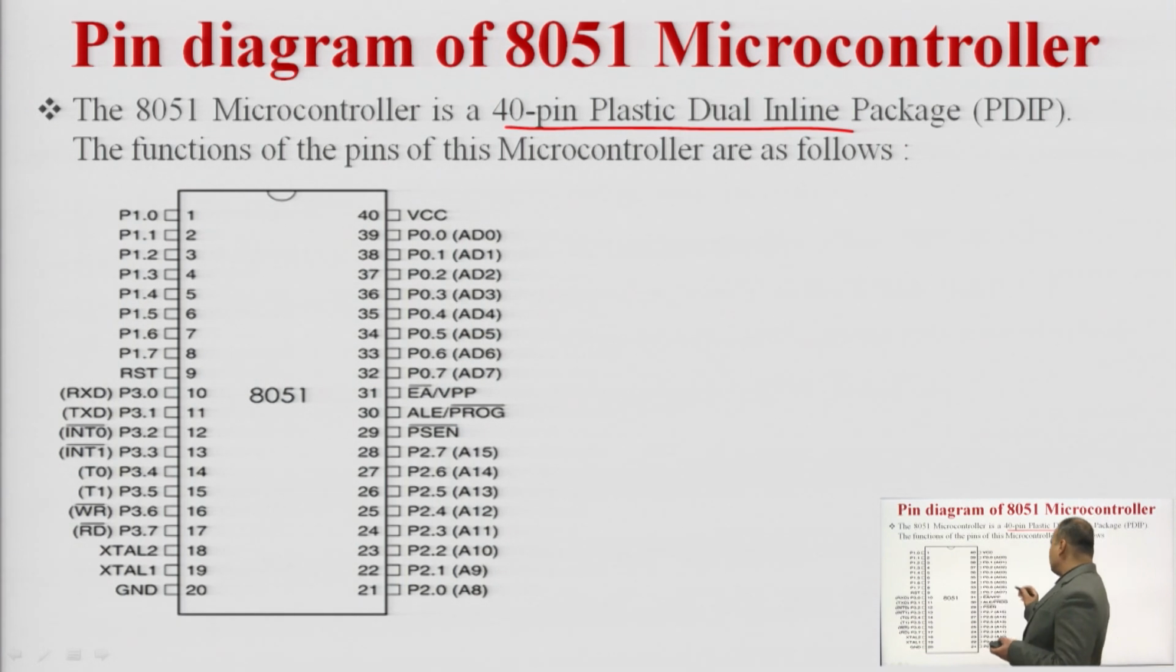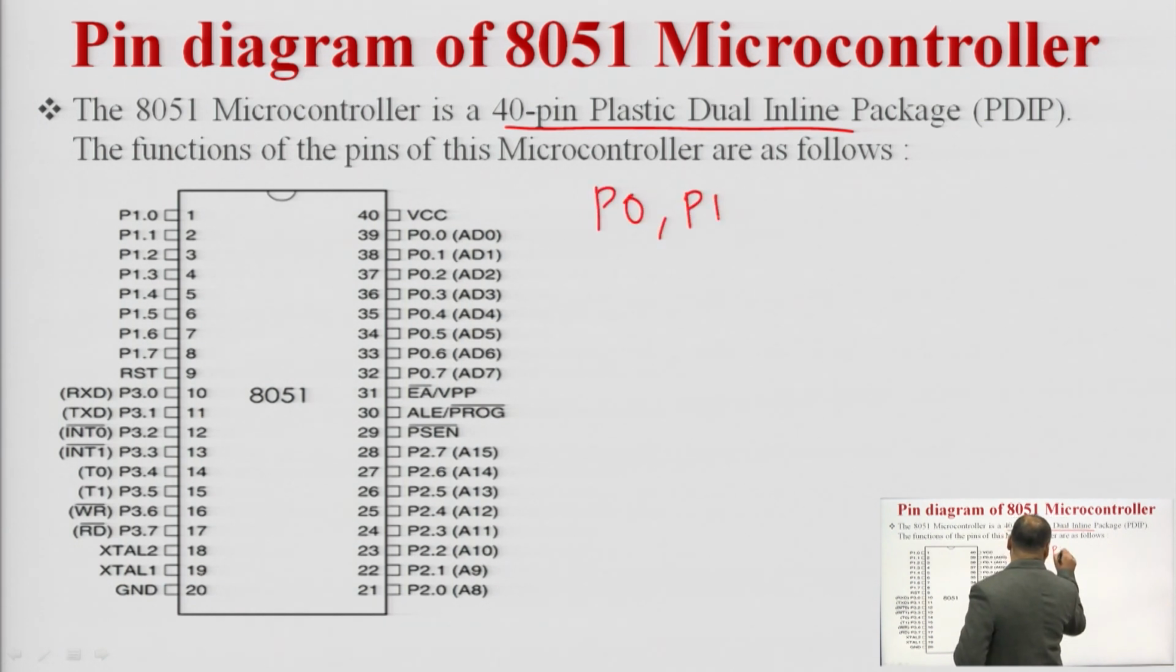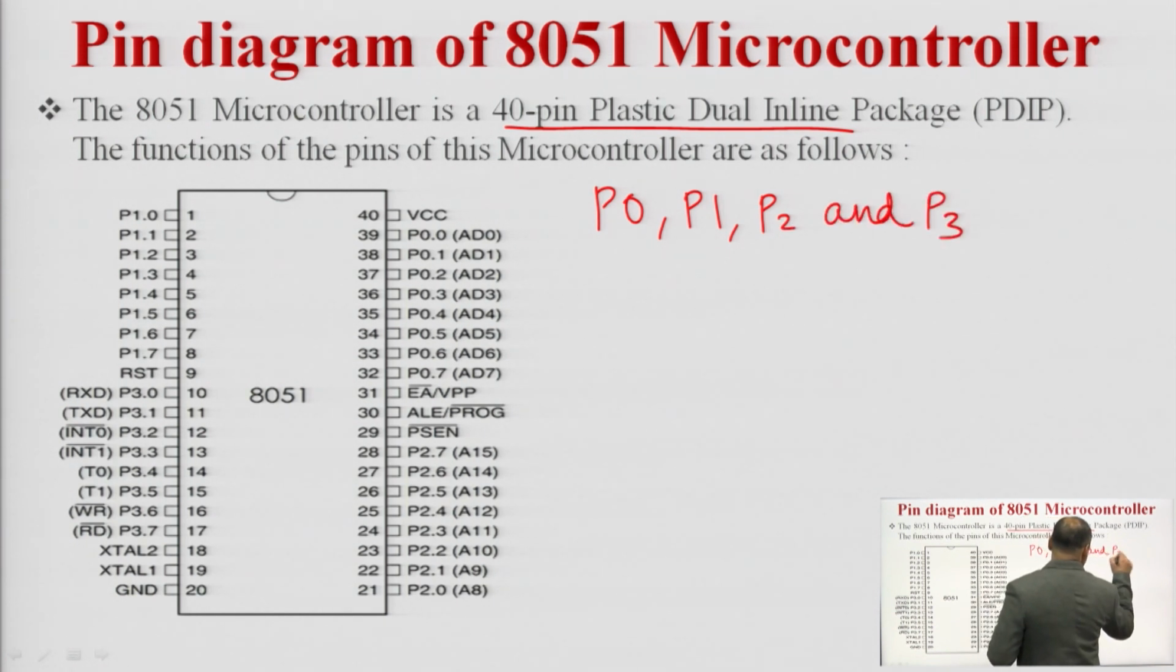Pins 39 to 32 are used for port P0, pin number 1 to pin number 8 are used for port P1, pin number 21 to 28 are used for port P2, and pin number 10 to pin number 17 are used for port P3. So, we have 4 8-bit ports, that is P0, P1, P2 and P3.